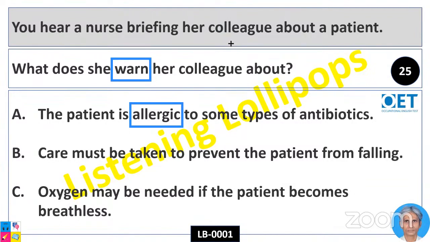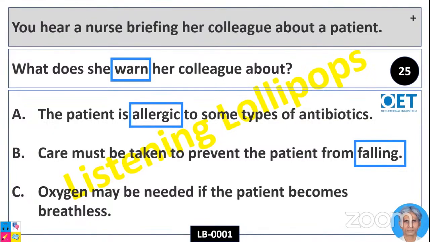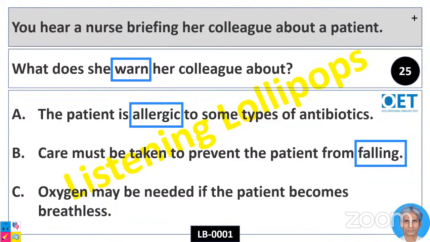Okay. Next one. Care must be taken to prevent the patient from falling. The patient is not strong enough. The patient may fall down. So falling is the problem. So she may be warning to take care of the patient because he may fall. So see that he will not fall down. So falling down is the problem.